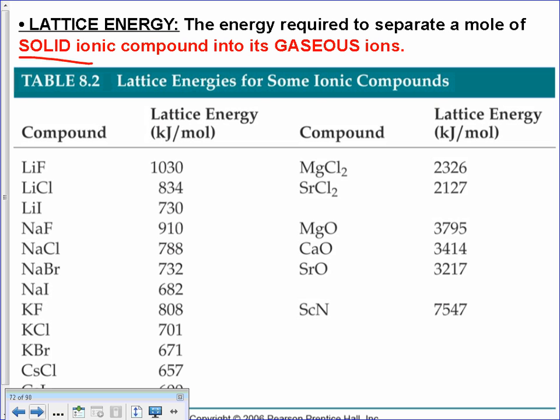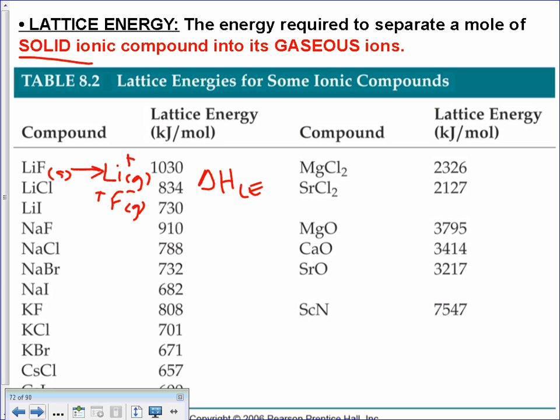This one's taking, for example, lithium fluoride, solid, and breaking it into its two ions in gaseous form. Lithium plus gas and fluorine minus gas. That is how you write that equation. And that heat of lattice energy, or the energy associated with that, is called delta H LE for lattice energy. And that's what each of these numbers are representing.